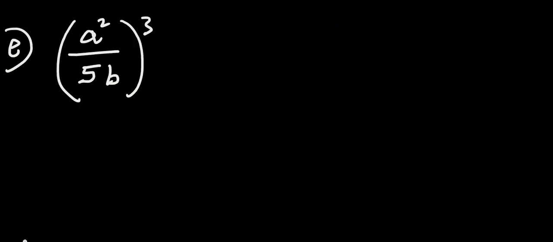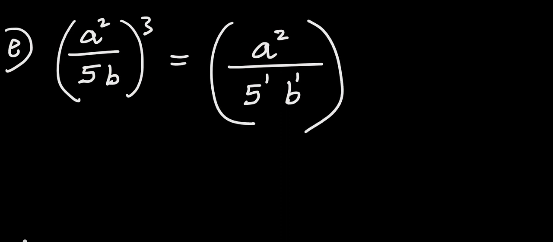Question E. We have a squared over 5b, in parentheses, exponent 3. What we are going to do is write this in this form: a exponent 2 over 5, making this 5 exponent 1 and b exponent 1 as well, all exponent 3. Next is to distribute this 3, use it to multiply these 2, and at the same time use it to multiply this one that we have here, and also this one that we have here.